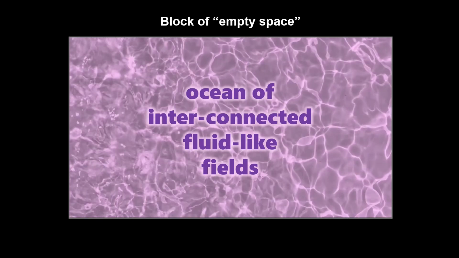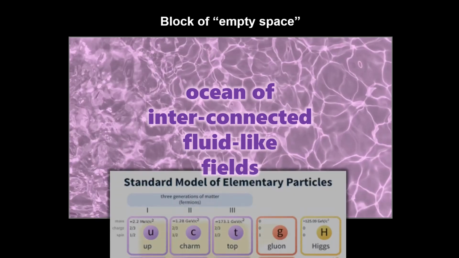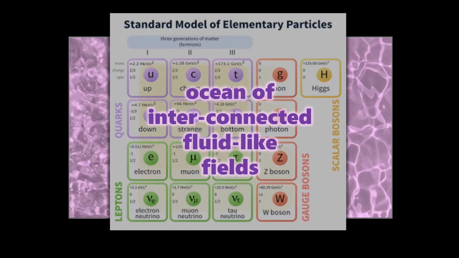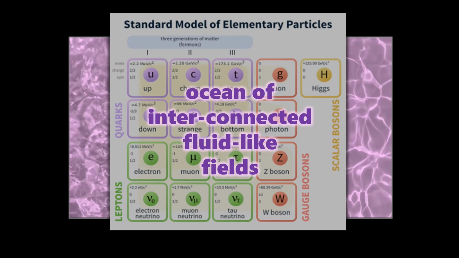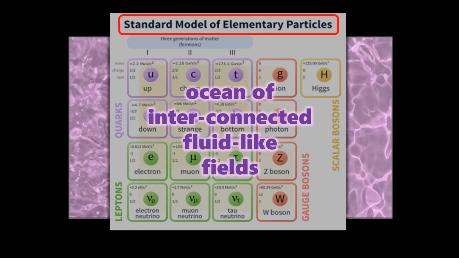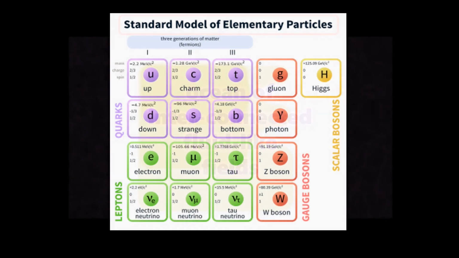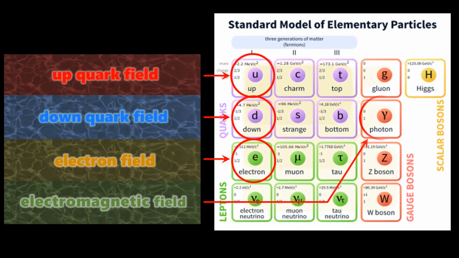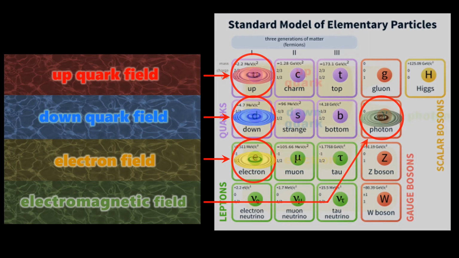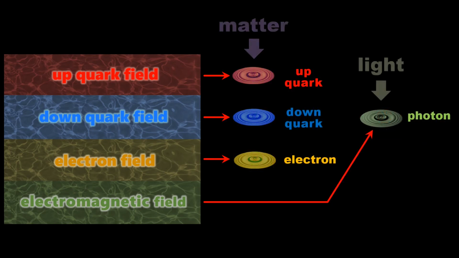This ocean of fields actually comprises more fields than just the 4 I have mentioned. There is a field for each type of particle in the standard model of elementary particles. However, I have only discussed these 4 in order to keep things simple. These are the four particles most relevant to our day-to-day living, since they form the matter and light we perceive in our world.